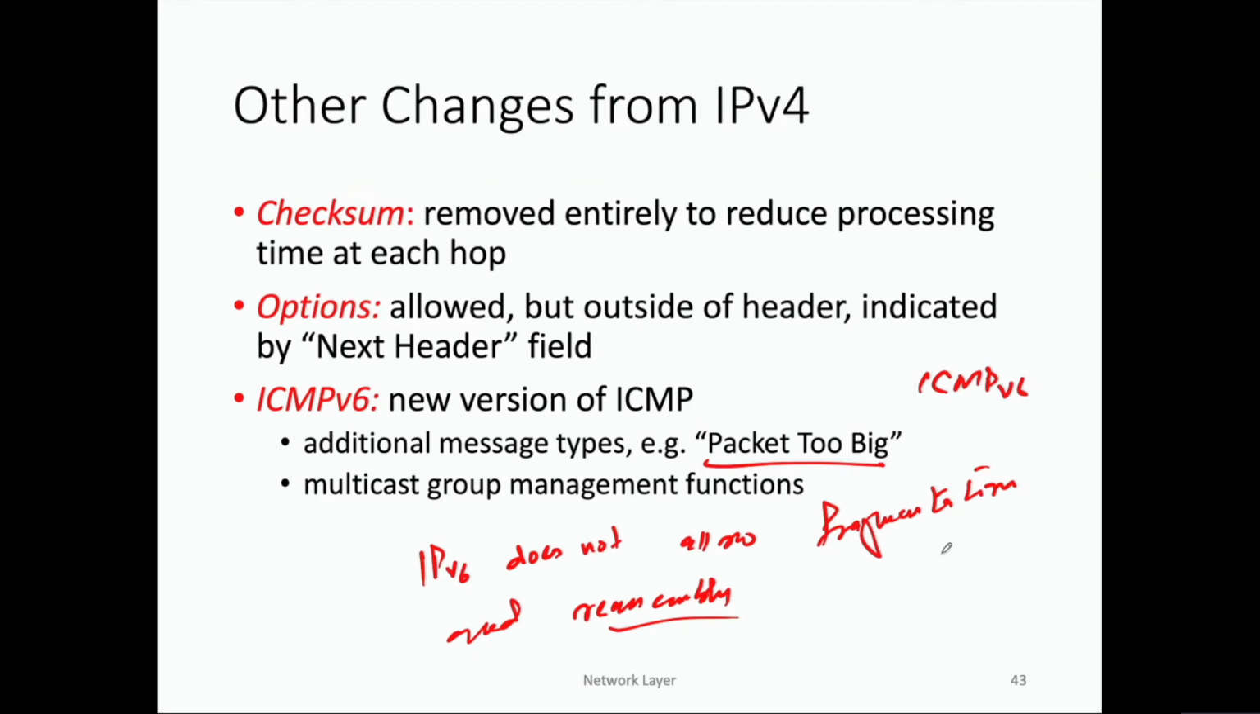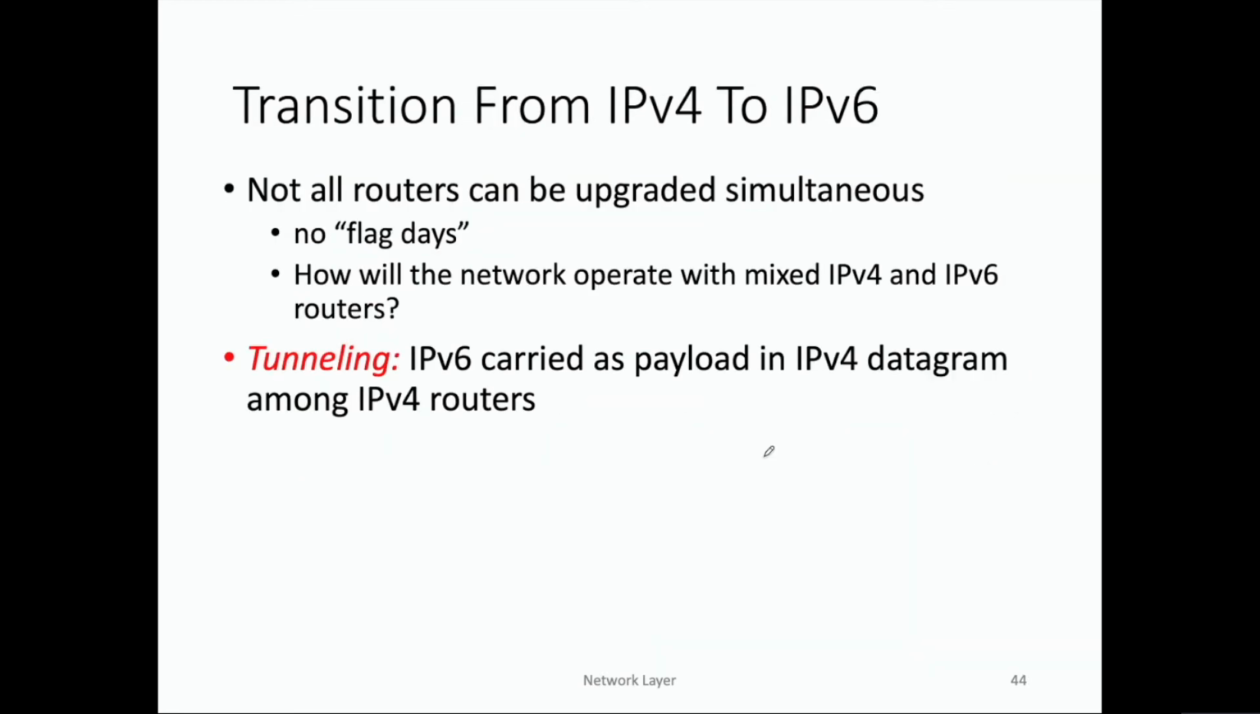So if somebody is sending a segment of greater than, say, 576 bytes, this means the router will send a message indicating that the packet is too big. So we have a new version of ICMP, that is ICMP version 6 for IP version 6, where we have included an additional message indicating the packet size, since fragmentation and reassembly is not allowed in IP version 6.